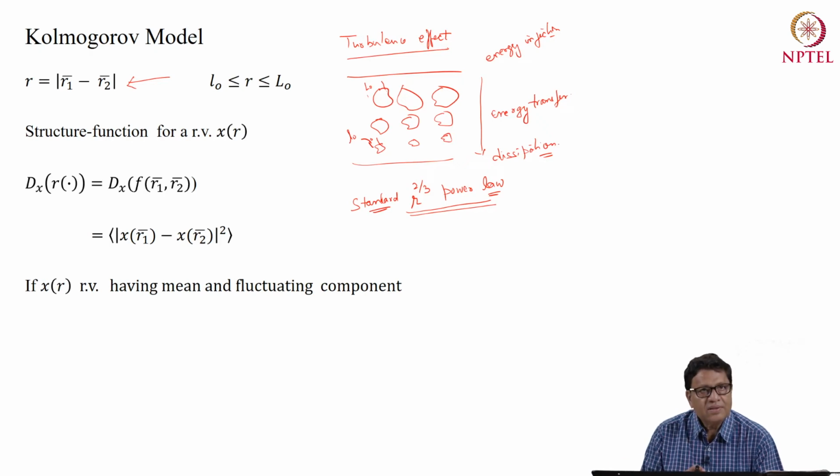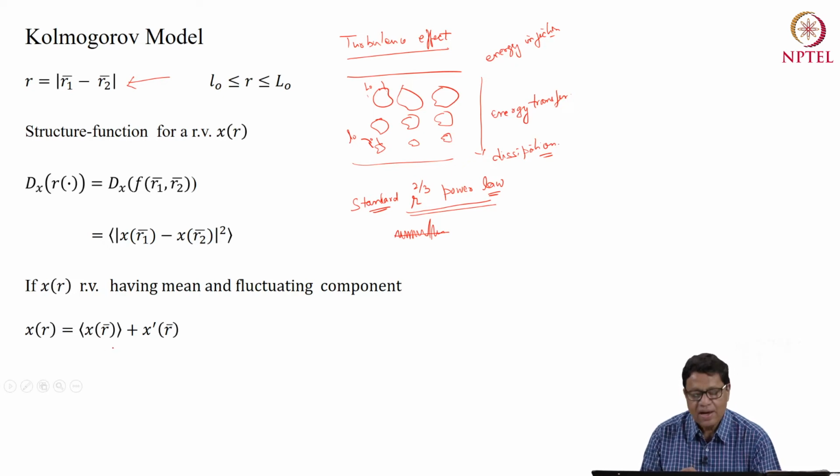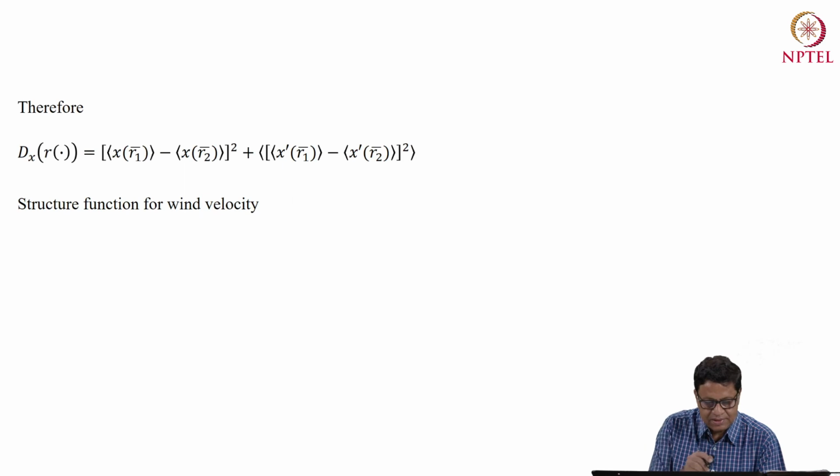Now x(r) will have two components. One is the mean component, which is sort of the average, and then you have the fluctuating component. So basically r can have some mean component, and over it there is some fluctuating component. If I denote this x(r) as the mean component and x prime(r) as the fluctuating part, and put this value in this expression and do some calculations, then I will get this structure function as given here.